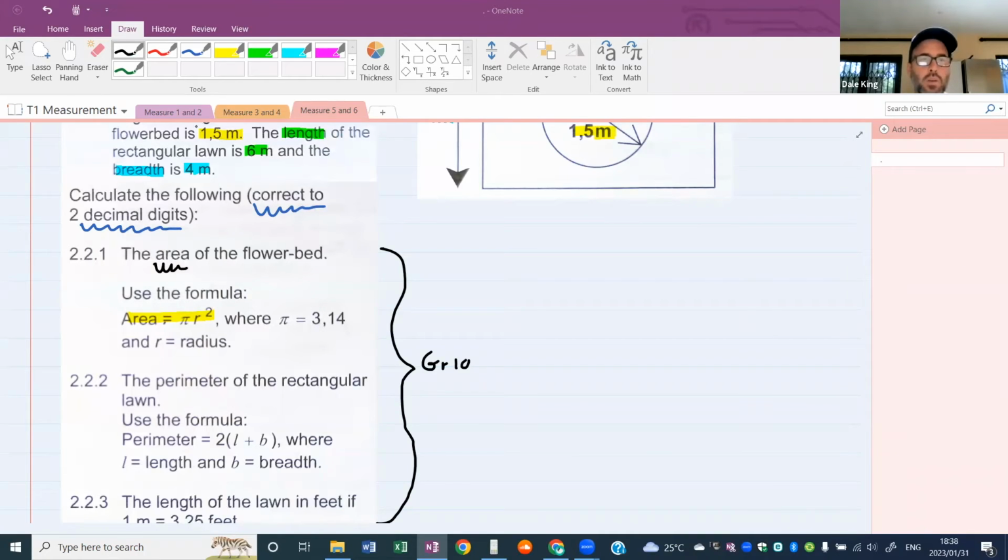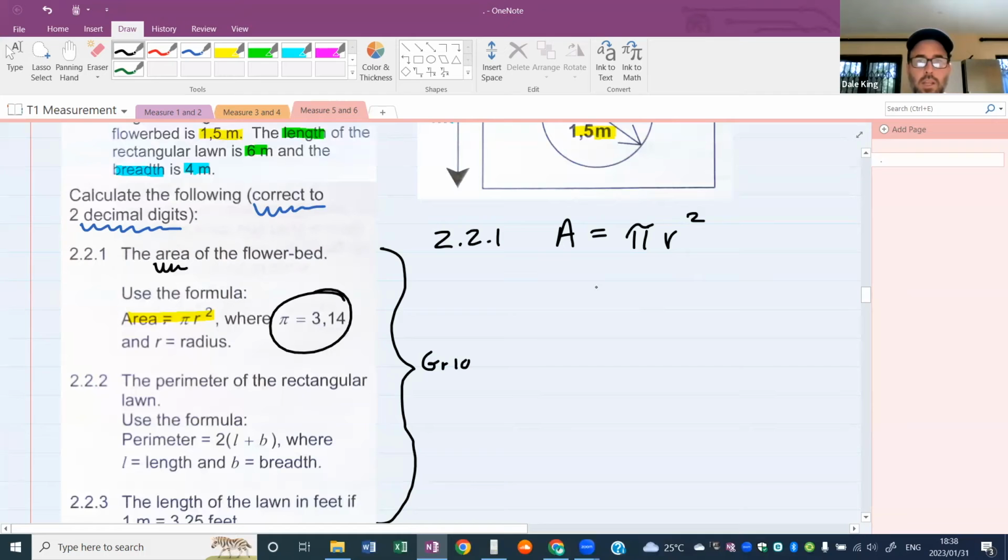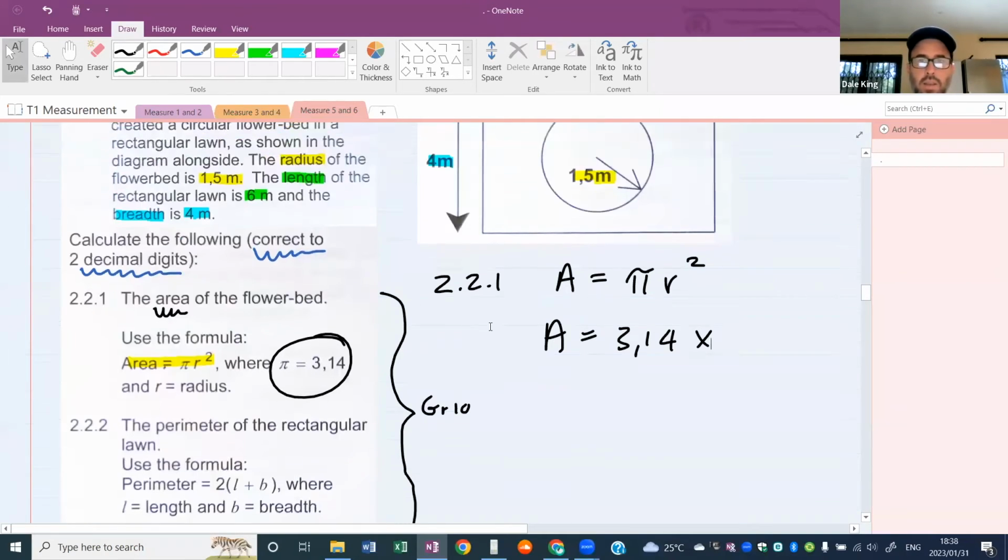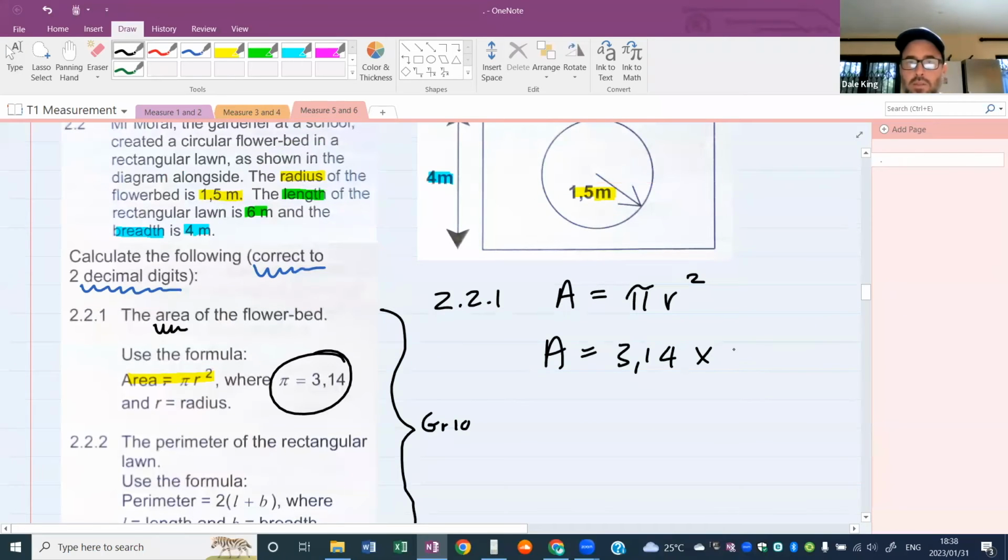All right. So they want us to calculate area and they give us the formula to use. So for 2.1, here's my formula. You don't have to write it out, but I want to, so I can show you. Pi r squared. So this formula needs pi. They've given us pi. There's pi. I'm going to put it in, 3.14. And we're multiplying by r. R is radius. Where's the radius now? That's from the question. It's 1.5 meters.